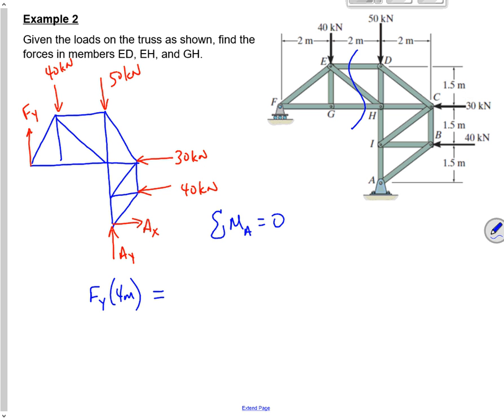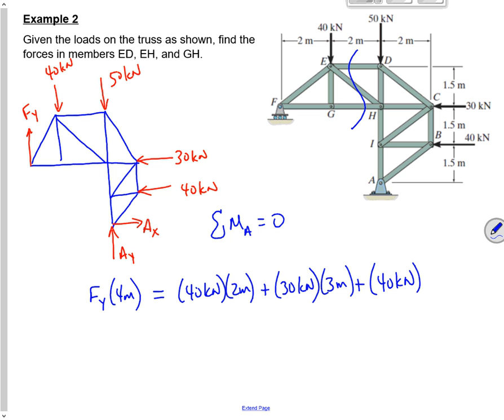On the other side of the equation, all the counterclockwise rotations. So I get the 40 kilonewtons times 2 meters. The 50 kilonewtons doesn't produce a rotation about A. The line of action passes through A. Then I get 30 kilonewtons times, how far is that? It's 3 meters, plus 40 kilonewtons times 1.5 meters. And I solve that for Fy. And what I find is Fy is 57.5 kilonewtons. So far, so good.